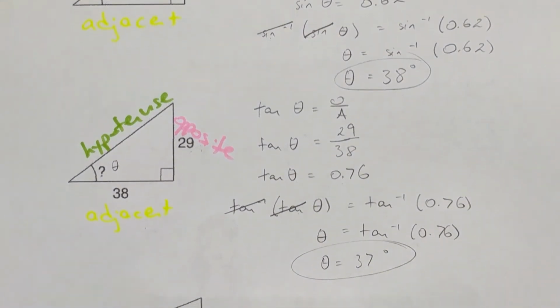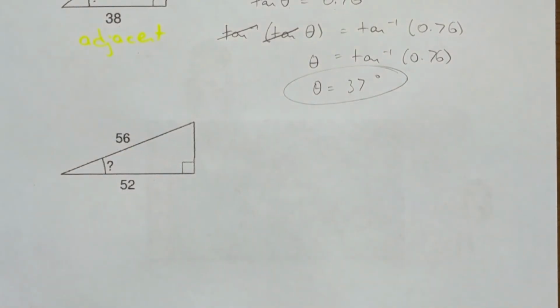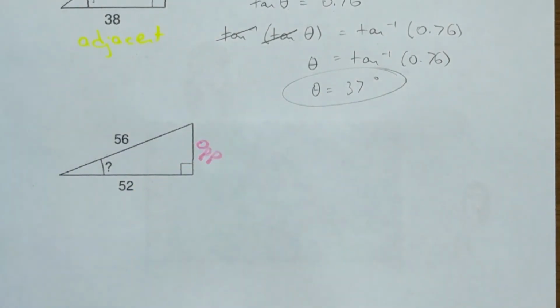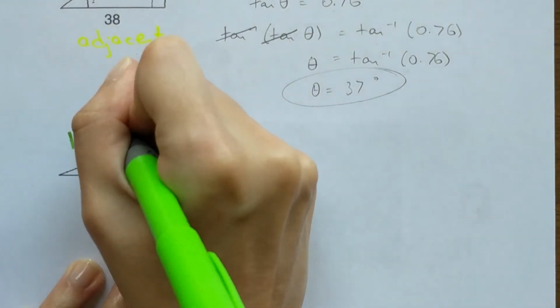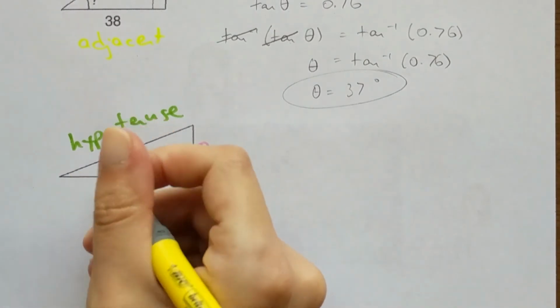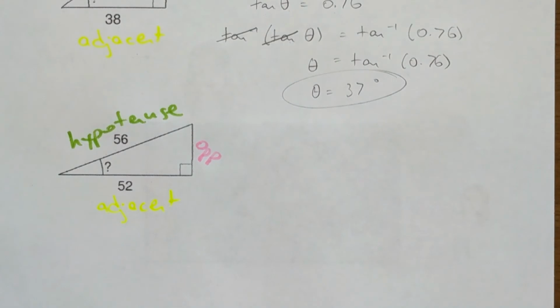Okay, and our last example today, we have a triangle with one side is 56 and one side is 52. First things first, I'm going to start by labeling my triangle. This is going to be my opposite side. I have my hypotenuse here, across from my right angle, and I have my adjacent right beside my angle. It's the one that's left over.